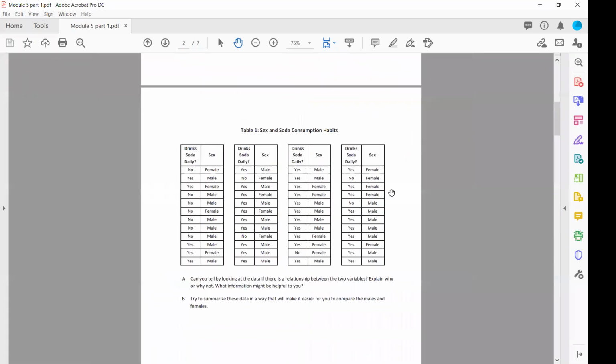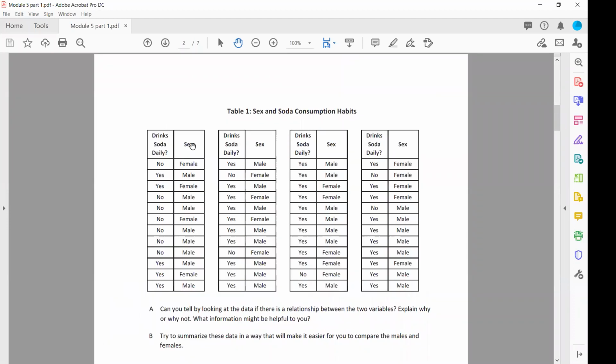So we have a nice table. This table has two columns. Drink soda on a daily basis: yes, no, yes, no. These are the answers. And sex: female or male, female or male, and so on. This is the table that we have. How many responses do we get? 1, 2, 3, 4, 6, 8, 10, 12. 12 times 4, if I'm not mistaken, is 48 responses.